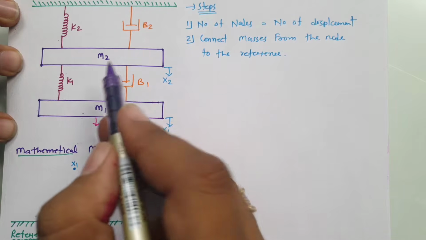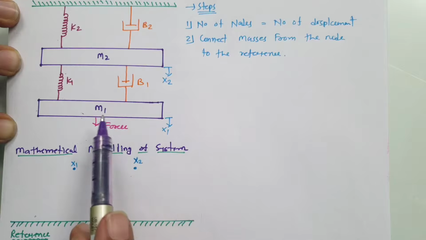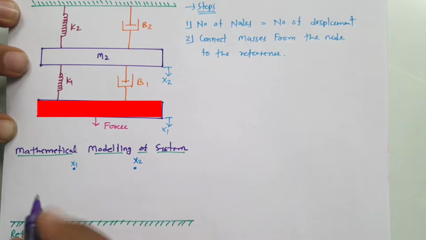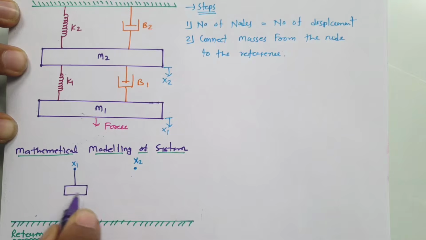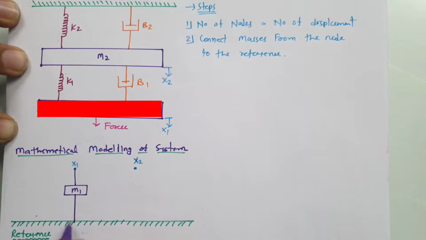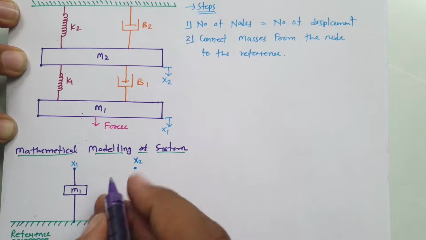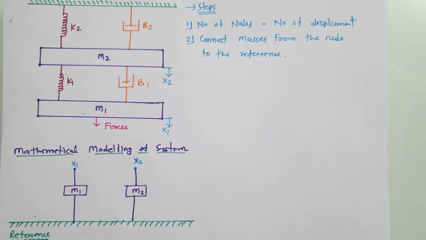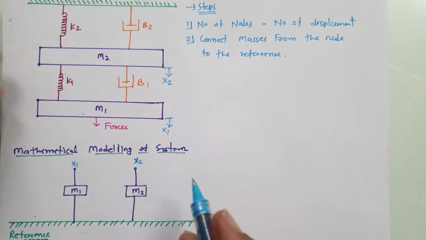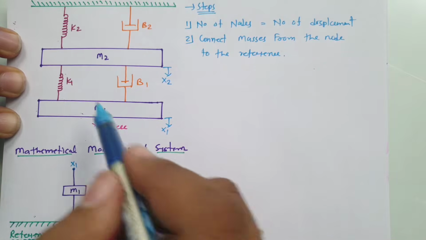You see, mass m1 is connected at node x1, so I need to connect mass m1 from the node x1 to the reference. And mass m2 is connected with node x2, so I need to connect mass m2 from the node x2 to the reference. Now in the third step, we need to connect all these elements as per the given figure.